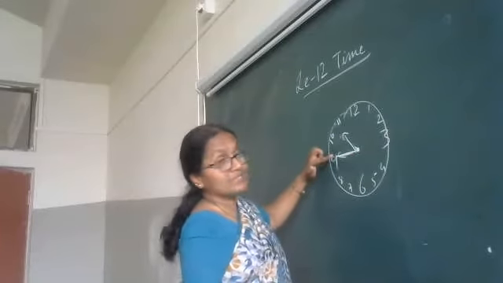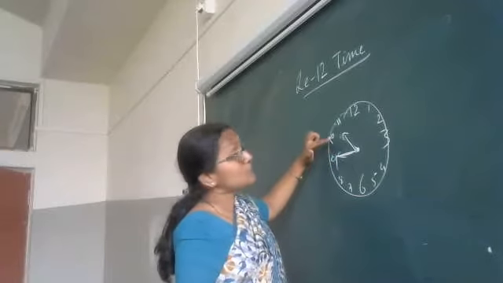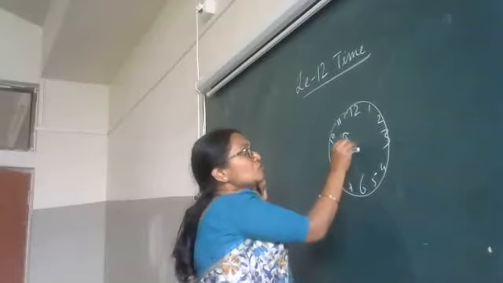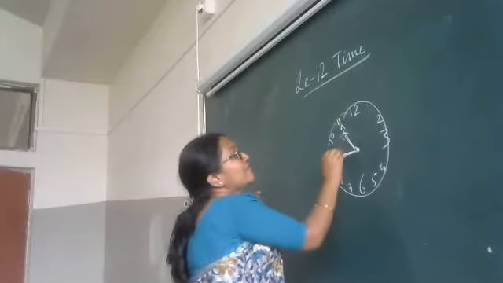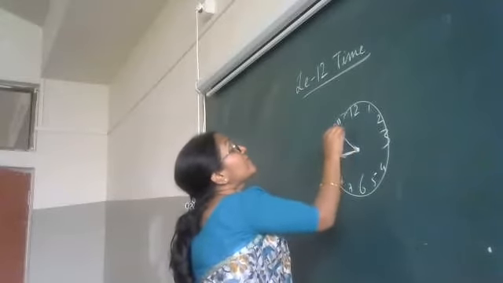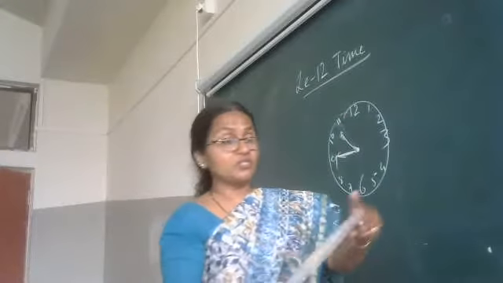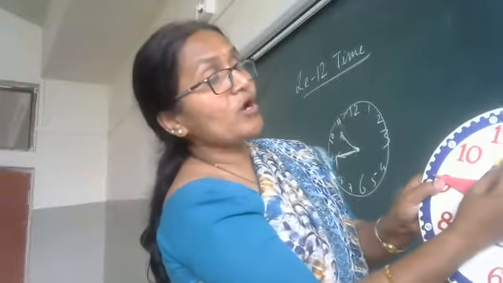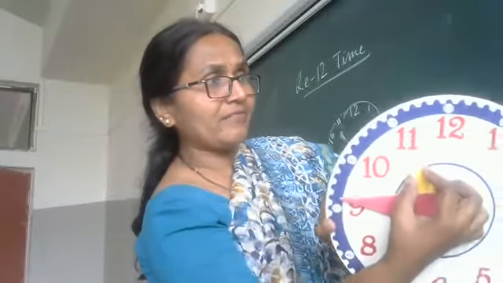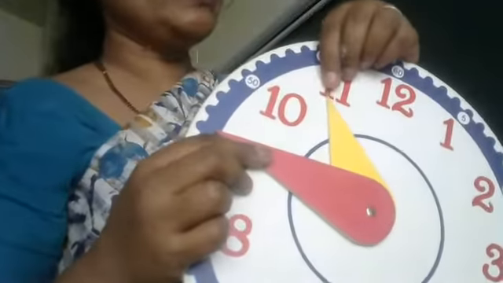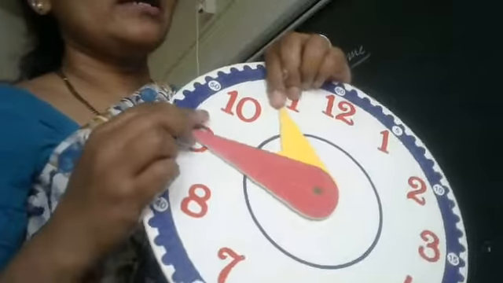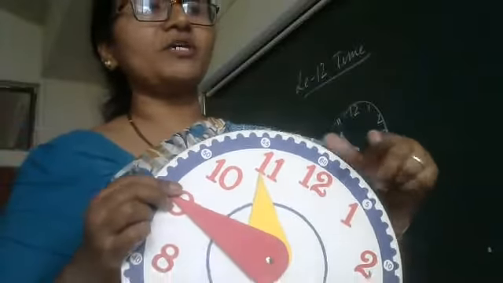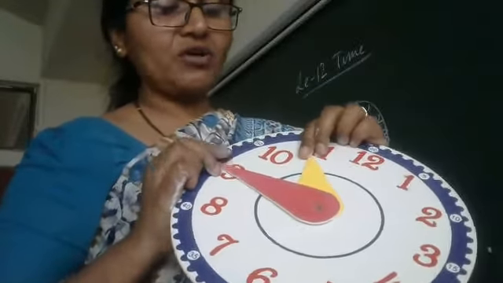When the minute hand comes to 9, 50, 55, then the hour hand also moves slowly until exactly 11. Now it is quarter to 11. The hour hand will be exactly here. It won't be exactly at 11. Little behind I will take. Can you see? Then it is called quarter to 11.